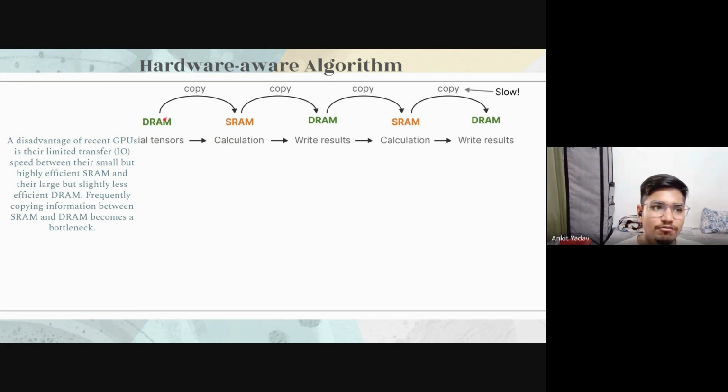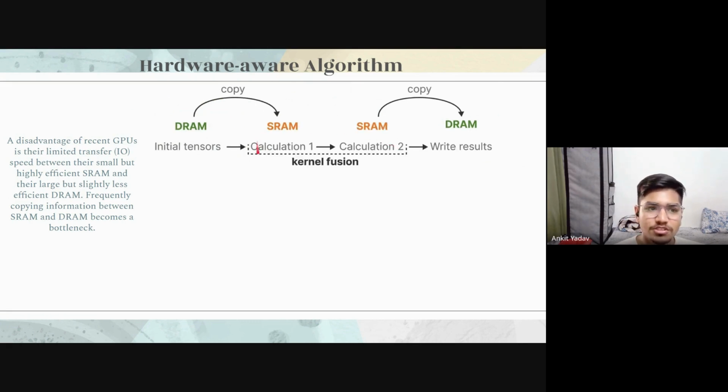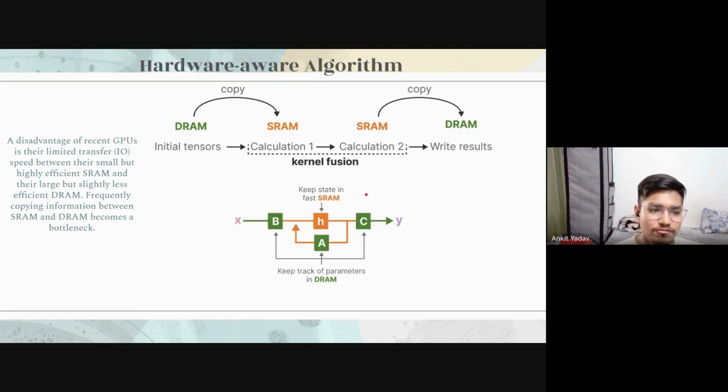So over time, they were calculating in SRAM, bringing back to DRAM, and calculating in SRAM again. This back and forth was creating a hindrance and decreasing the speed of computation. What they have done is fuse these calculations into SRAM itself, and they are calling it kernel fusion. In our flow, it is done here in the hidden state.